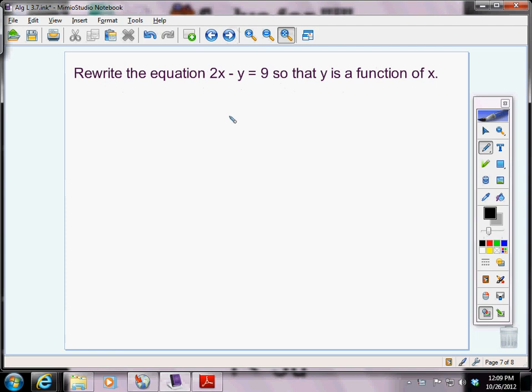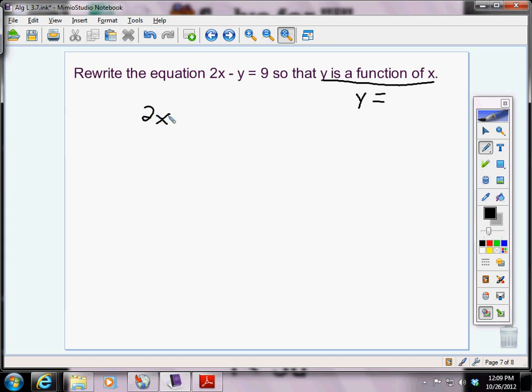It says rewrite the equation 2x minus y equals 9 so that y is a function of x. That can get a little confusing when we start talking about y is a function of x. Basically though, we want to solve for y. We want to have something where y equals some type of function, and we plug in an x and we get out a y value. So when it says y is a function of x, we mean y equals something. So let's take our equation here and let's solve for y.